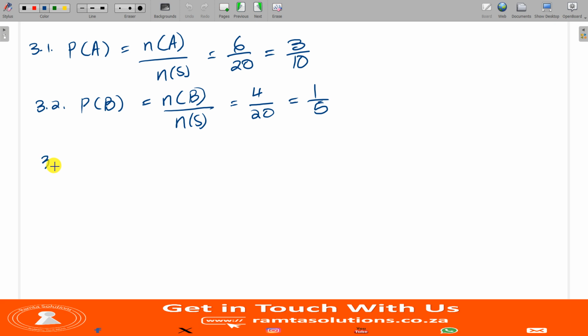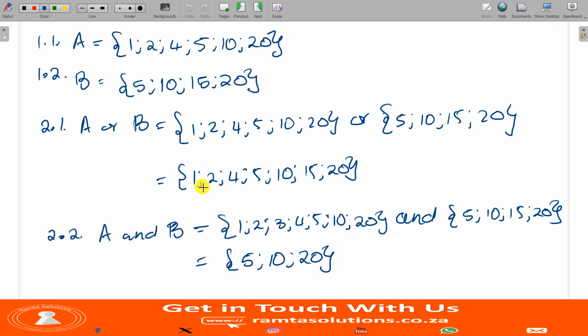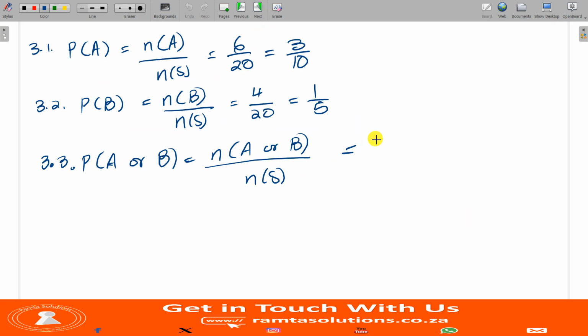Now, 3.3, probability of A or B. Probability of A or B is the number of outcomes of A or B all over the sample space. Let's go back. How many elements? 1, 2, 3, 4, 5, 6, 7. So what is it? It is 7 over 20. We will leave it here. We cannot simplify it in any other way.